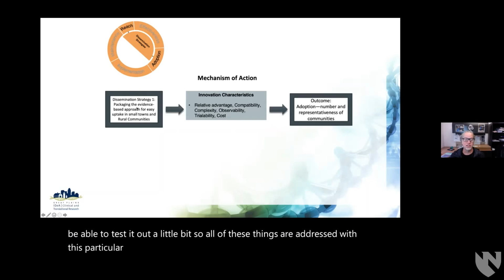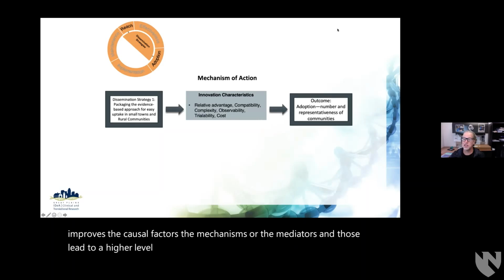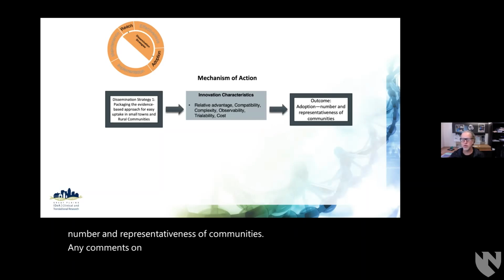So the goal is that you have a strategy that improves the causal factors, the mechanisms or the mediators, and those lead to a higher level of adoption. In this case, it would be adoption in the number and representativeness of communities. Okay, any comments on this one? I'm gonna go through another one from their study.